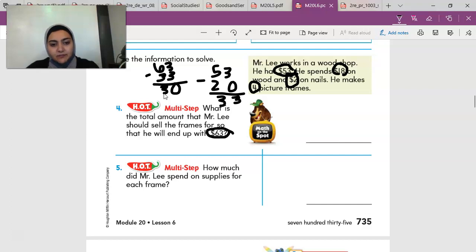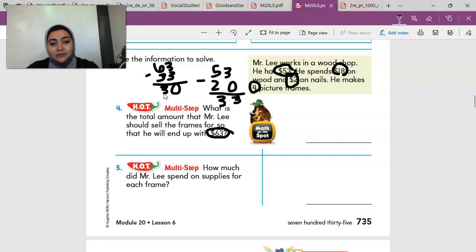So how much should Mr. Lee sell the frames for? He has 4 frames. So now we're going to do 40 divided by 3. Now we're going to skip count by 4s to get to 30, okay? 4, 8, 12, 16, 20, 24, 28, 32.